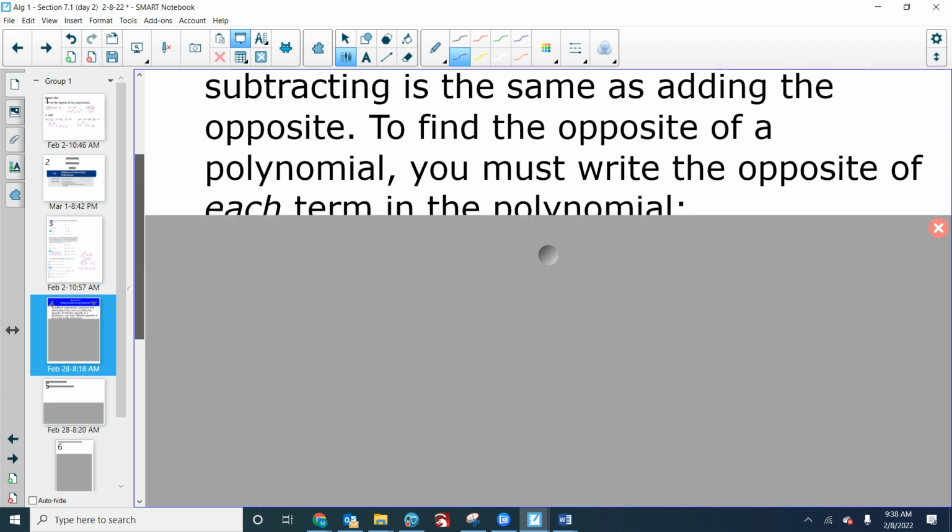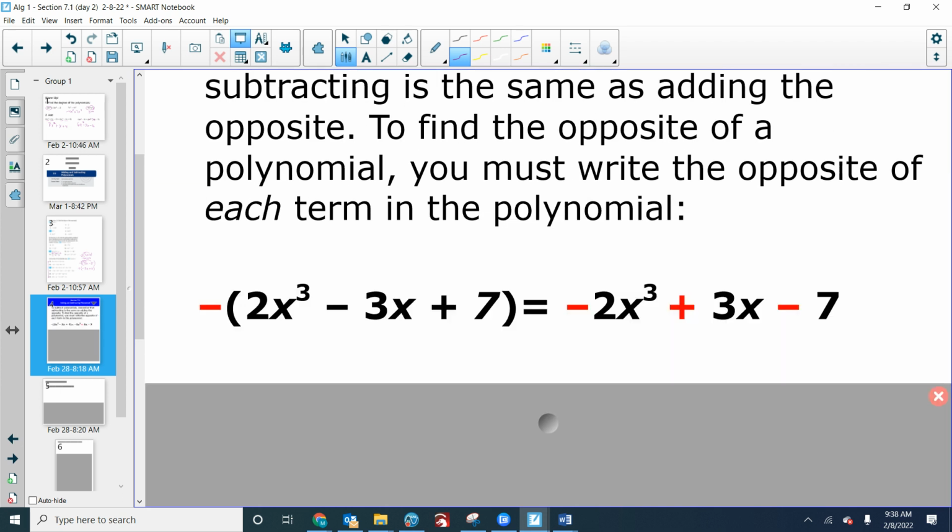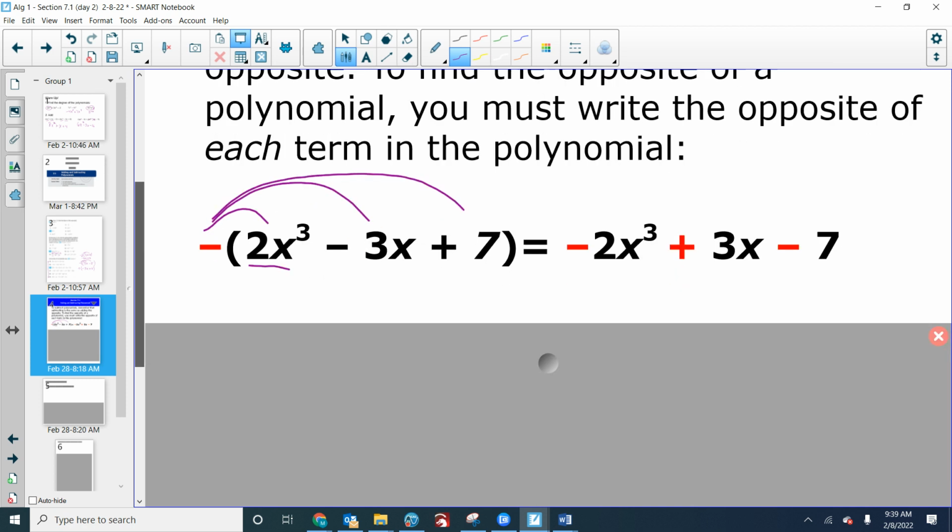I already told you all this. I'm not going to go over it. Okay. I already did this one. Do you have this on your paper? Does this make sense? This was plus 2x cubed. If there's a negative out front, it's going to change every sign. It goes to negative 2x cubed. This is negative 3x. It goes to plus 3x. It was plus 7. It goes to negative 7. That's all we're doing. And then once we do that, we just add like we did last night. That's all the lesson is, guys. That's it.